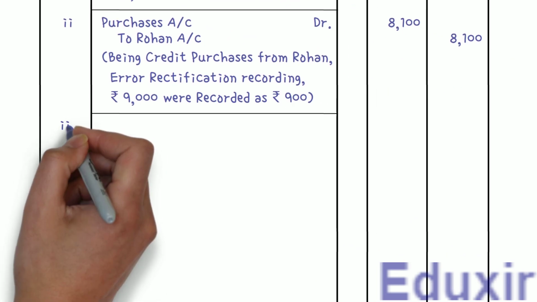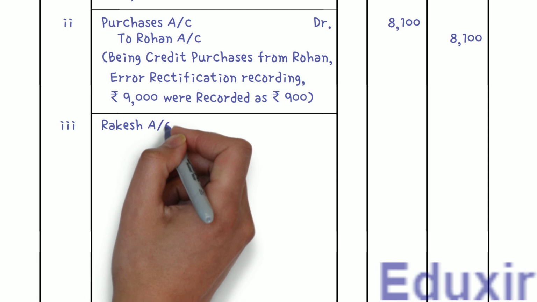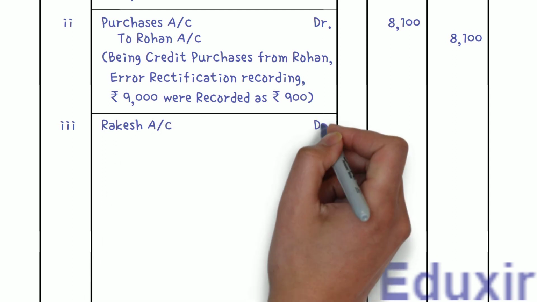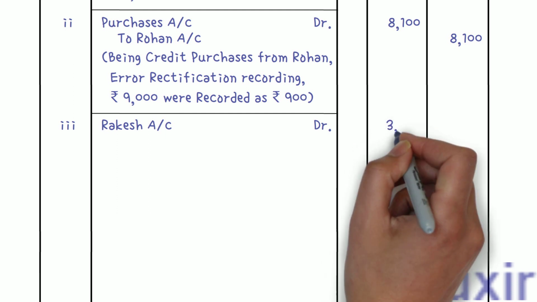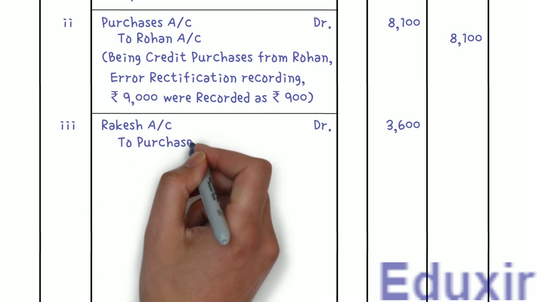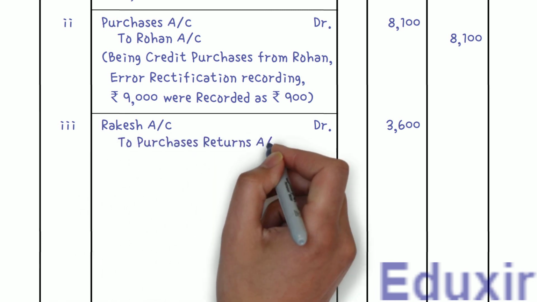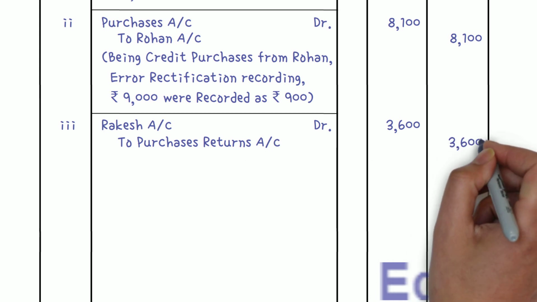Let us first write the serial number. Let us then write Rakesh account as the debit entry. Let us also write the text DR to indicate that this is a debit entry. Let us then write the debit amount of 3600 rupees in the debit amount column. Leaving a margin, let us record the purchase returns account as the credit entry. Let us also record the credit amount of 3600 rupees in the credit amount column.